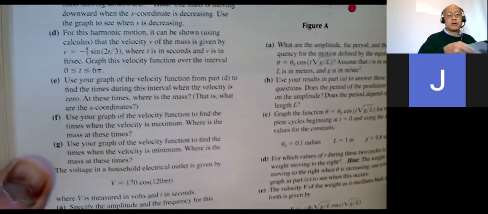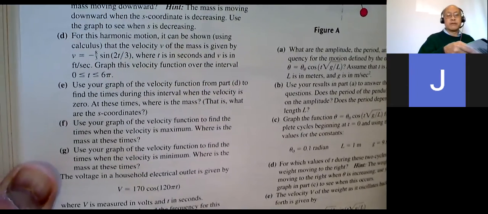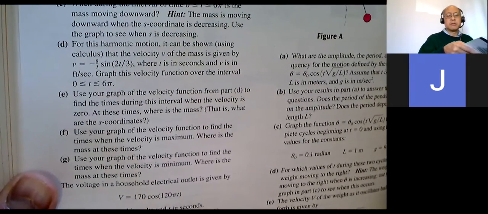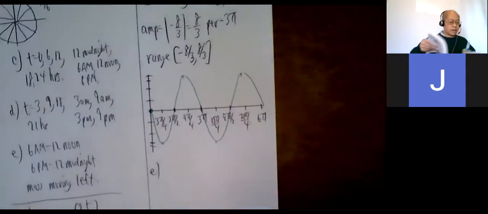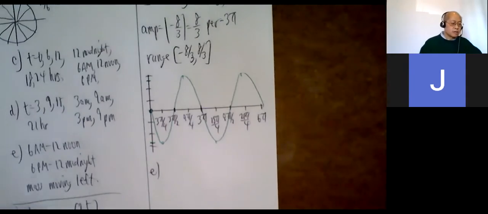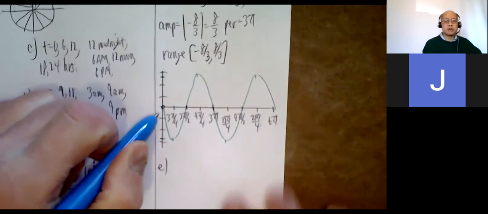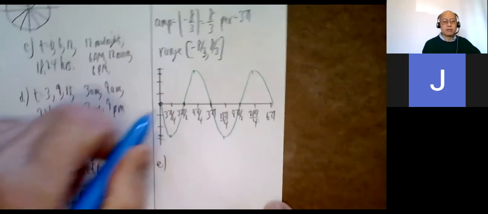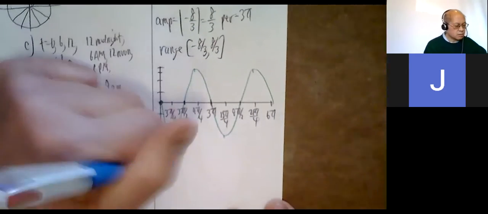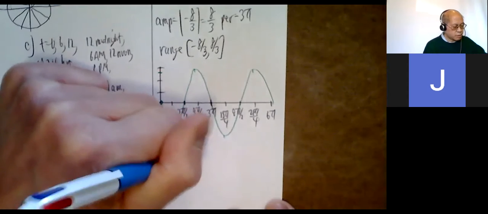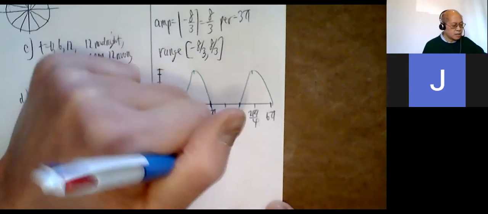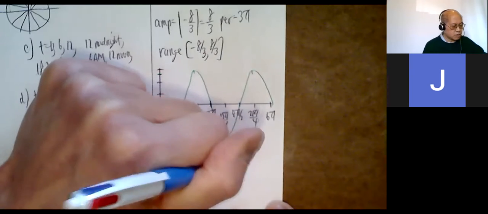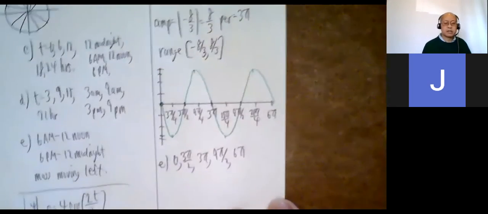E. Use the graph from part D to find the times during the interval when the velocity is 0. When is the velocity 0? At these times, where is the mass? Okay, so when is the velocity 0? Well, here, here, here, here, right? So 0, 3π/2, 3π, 9π/2, 6π.